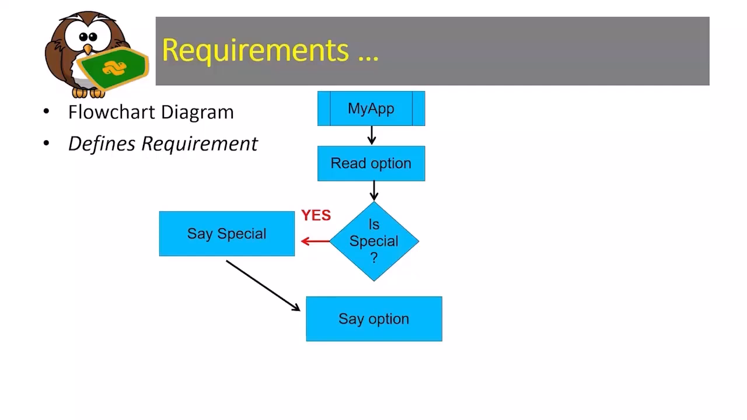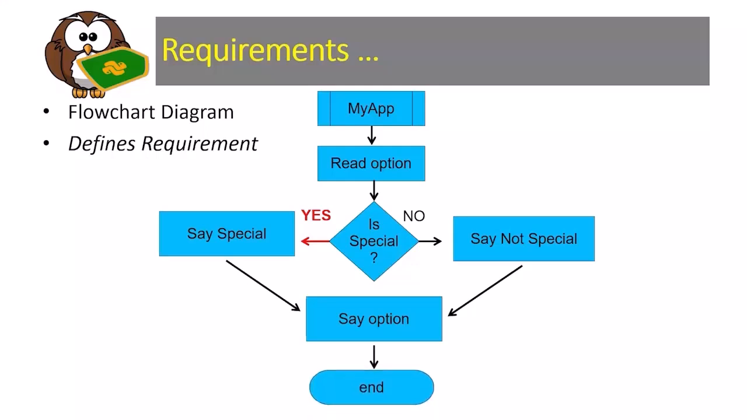Even if we didn't have no going to the right of our diagram, we'd know that if it wasn't yes, we'd have to go to the right to say what has been entered is not special before saying in the exact same style what the option entered was before we ended our program. So when you begin to see that diamond sign, we tend to talk about at least two, if not more, paths that we could take through our code.